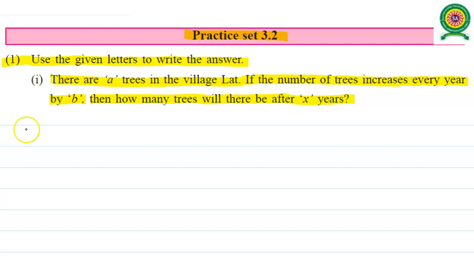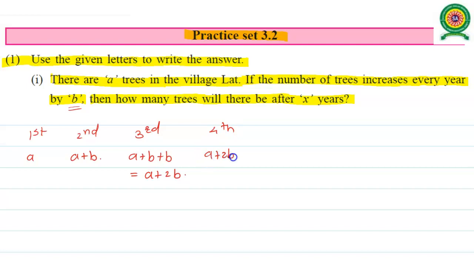Now be focused. In the first year we have A trees, then every year trees are increased by B, so in the second year we have A plus B trees. In the third year, the trees are increased by B, so after simplifying we have A plus 2B. So on, for the fourth year we have A plus 2B trees from the third year, now increased by B, so we will get A plus 3 times B, and so on.